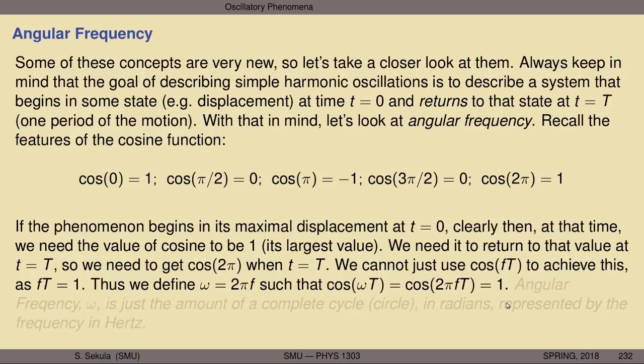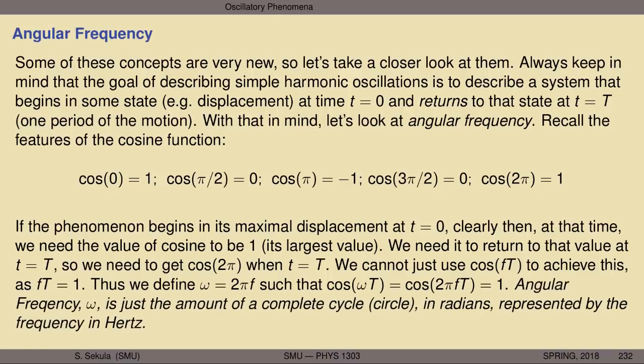So angular frequency conceptually is just the amount of one complete cycle, literally a circle, in radians represented by the frequency in hertz. So if the frequency of a particular phenomenon is 5 hertz, it means that there are five cycles of that phenomenon per second. Okay, so we need to make five complete circles, conceptually, in 1 second. We need to go 2 pi, 2 pi, 2 pi, 2 pi, 2 pi, and we need to do that in 1 second. So the angular frequency of that will be 2 pi times 5, or 10 pi radians per second.